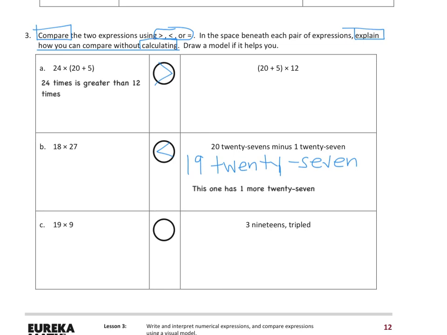All right, so 3C, we have on the left 19 times 9, and on the right we have 3 19s tripled. So the one on the right, we're actually going to do a little model. We're going to say 3 19s, that actually represents 3 times 19. And there we did it once, and we have to triple it. So I have to do it 2 more times.